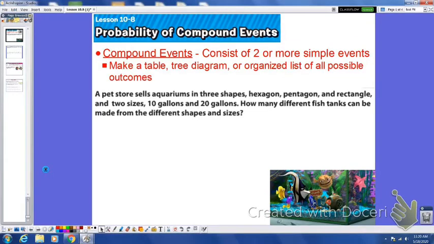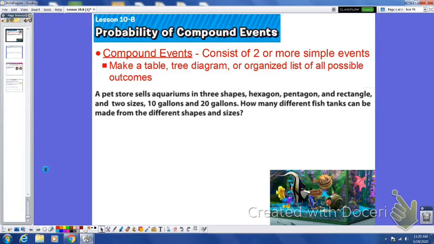Alright guys, here we go with lesson 10.8, which will be the last lesson before your next test. In previous lessons we had discussed simple probability, where we were looking for the probability that one thing would happen. In this lesson we're going to be talking about the probability of a compound event. A compound event consists of two or more simple events happening. So we're going to take those simple probabilities and we want more than one of them to happen.